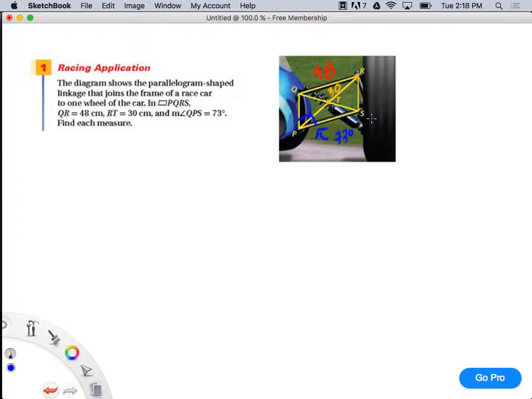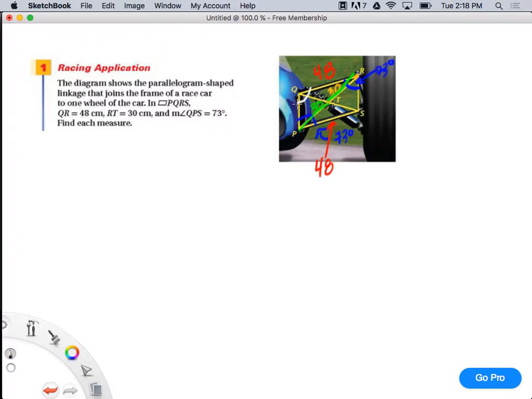Okay, so if this angle is 73 degrees, what do I know about this angle? It's 73. Good. And if this side is 48, what do I know about this side here? It's also 48. Does that make sense? And if this is 30 from here to here, 30 from PT, then PT is also 30. Does that make sense? But that's not the only thing we know.